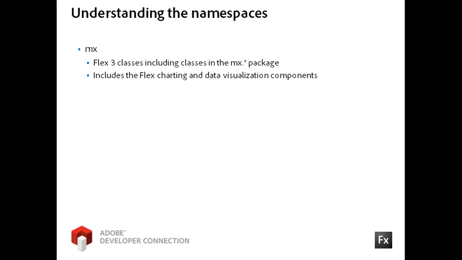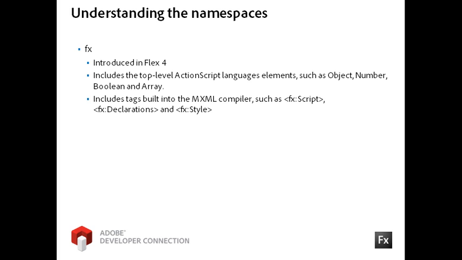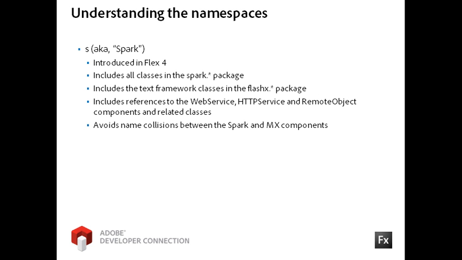The MX namespace references classes from Flex 3 that include the MX package and data visualization components. The FX namespace was first introduced in Flex 4 and includes the top-level ActionScript language elements like object, number, boolean, and array. It also includes built-in compiler tags like script, declarations, and style. Also introduced in Flex 4, the S or Spark namespace contains all of the new Spark components and text framework classes available in Flex. You will also reference the data services components for web service, HTTP service, and remote object calls from the Spark namespace.